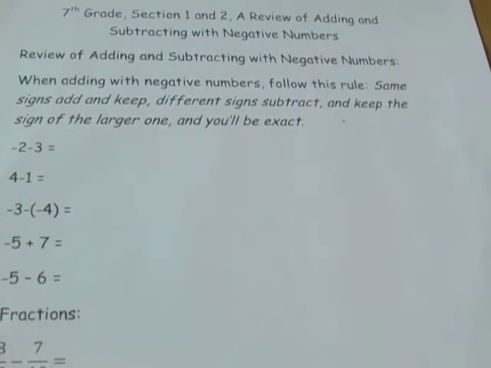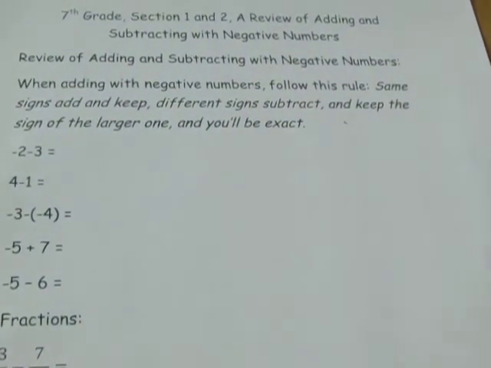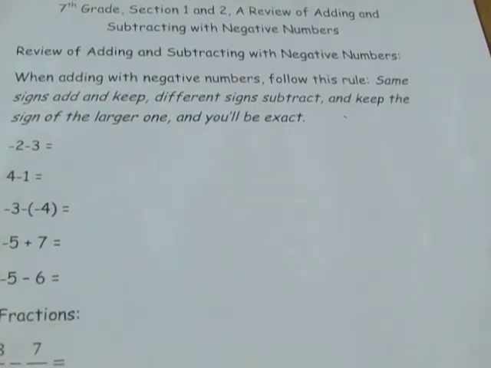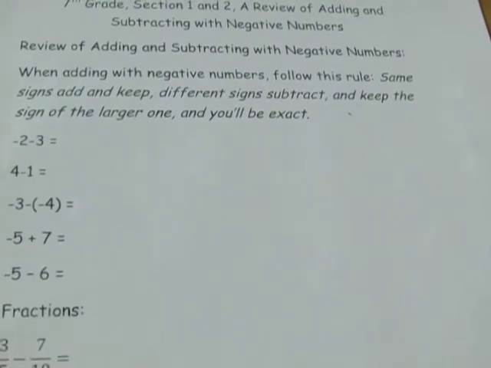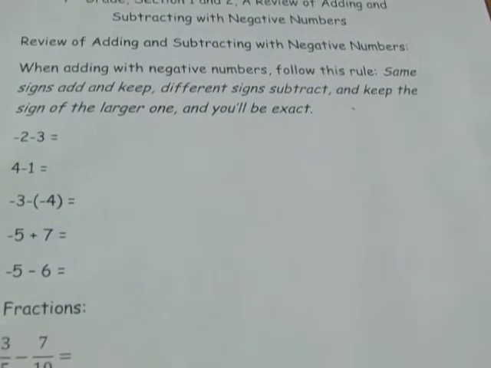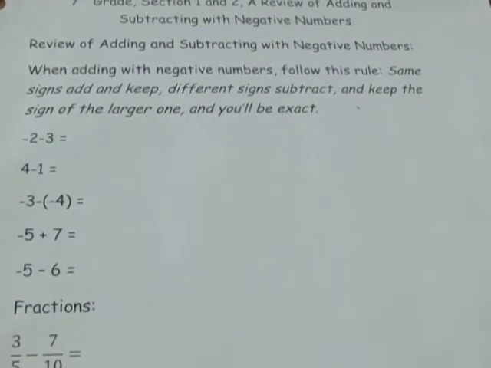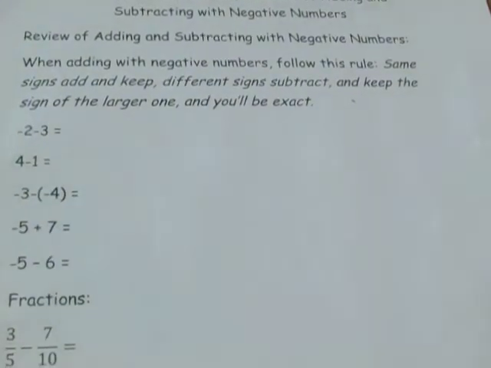Okay, so sing the song with me. There's a song that goes with it. It goes, same signs add and keep, different signs subtract, keep the sign of the larger one, and you'll be exact. Okay, now sing it with me. No, really, don't just stand there. Come sing it with me this time. I can tell if you're not singing with me. Same signs add and keep, different signs subtract, keep the sign of the larger one, and you'll be exact.